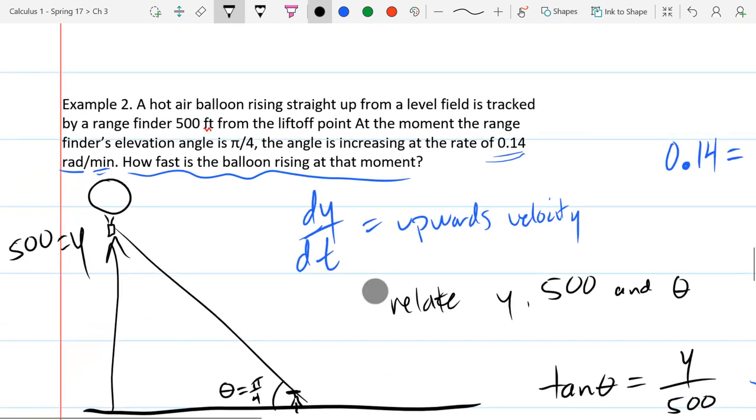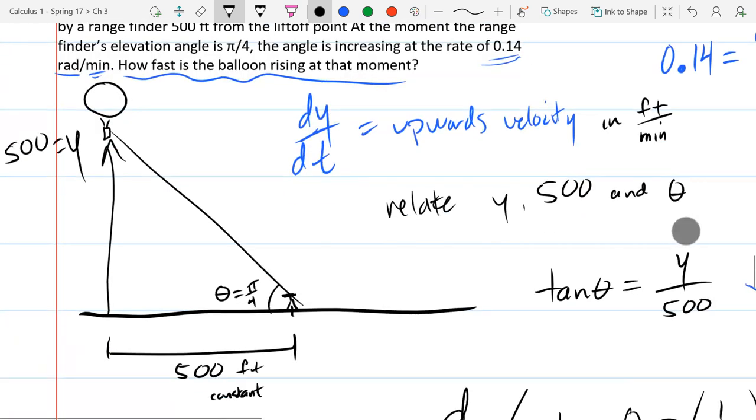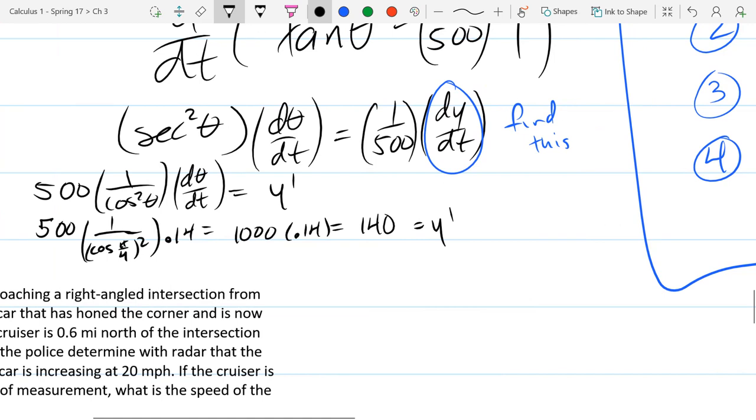Upwards velocity, so this is in feet per minute. And the per minute was determined by the rate, how we measured the original rate. So if that was per second, I'd be in feet per second. That'd be a very fast balloon. But if we're per hour, that would be feet per hour. So it's all about the rate. The units of time were chosen by the original rate that we were given. So we get 140. That's in feet per minute.